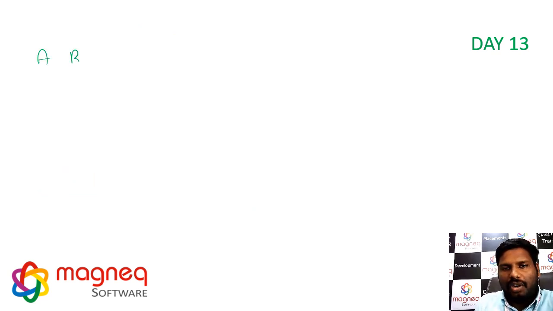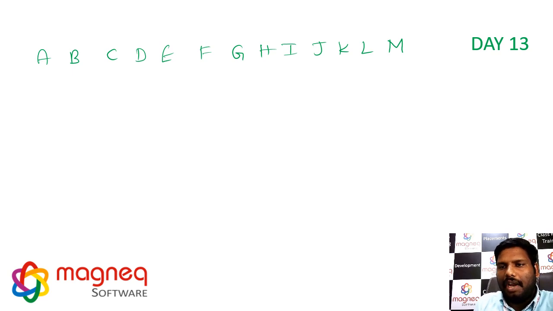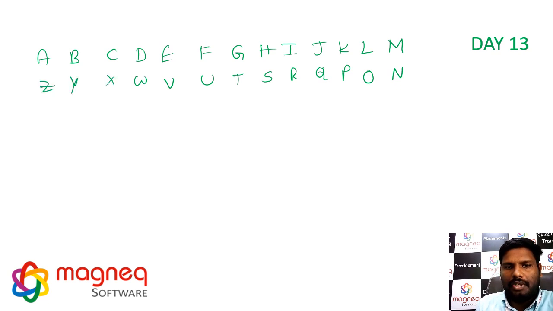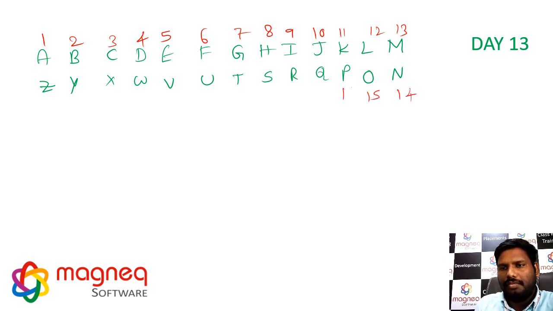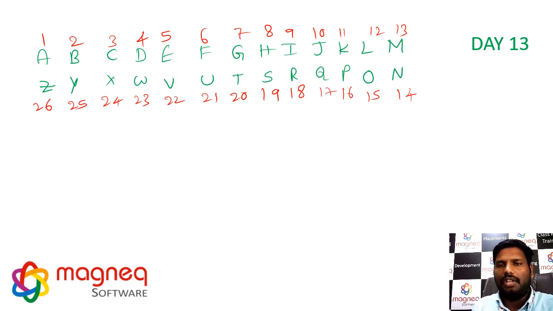By assigning numerical values to the alphabets, A to M and N to Z. So numerical values: A value 1, B value 2, C value 3 up to Z value 26.